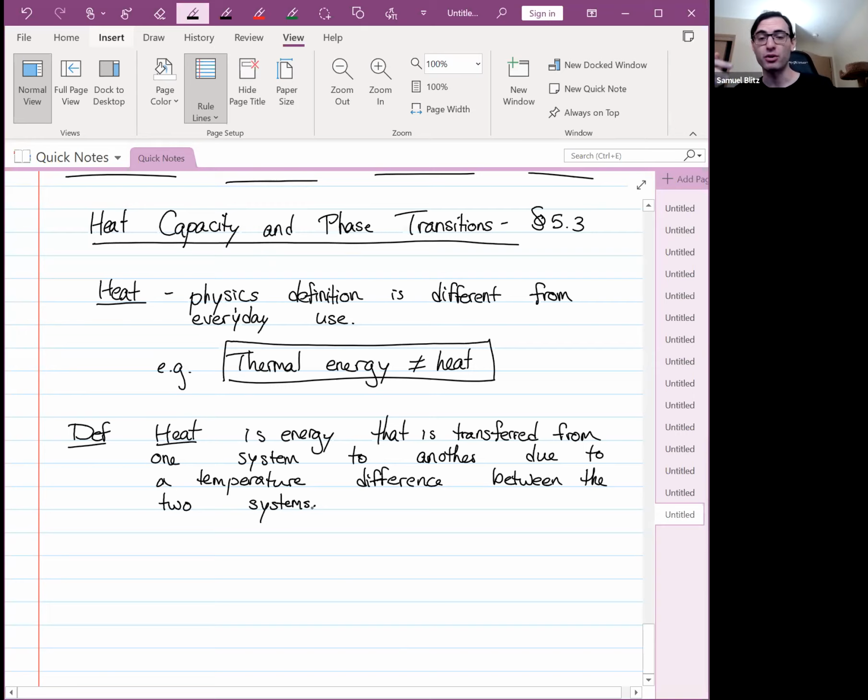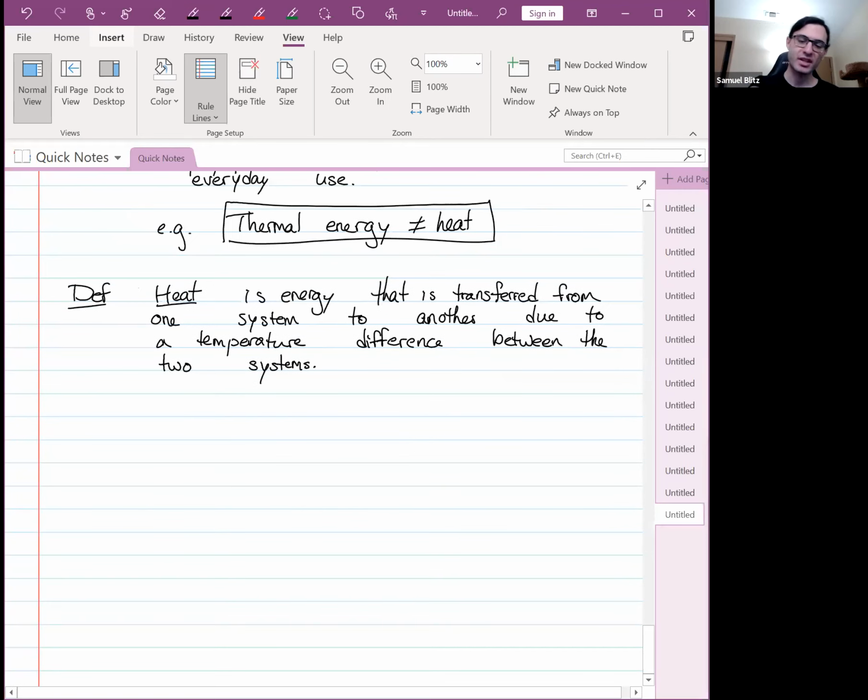Just like work, when you learned about work in 9A, hopefully you learned that work is a transfer of energy. Things don't have work, right? In the same way, heat is a different kind of transfer of energy. Things don't have heat. So let me break this down.